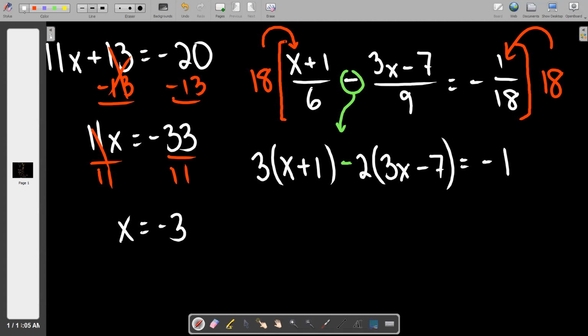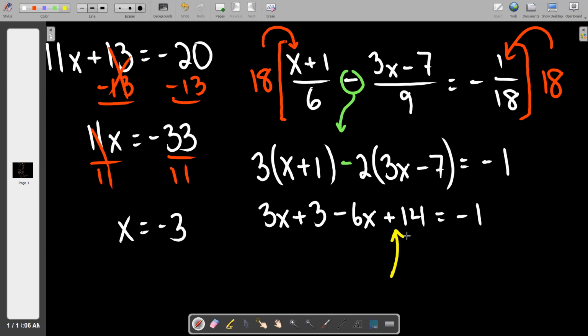Let's distribute. 3x plus 3, and here it is. This is it. This is it. Minus 6x, right there. You force me to bet $1,000. If someone said a kid missed this problem, I'll bet you $1,000 if you can tell me where they missed it. My money every single time goes that they put minus right there.